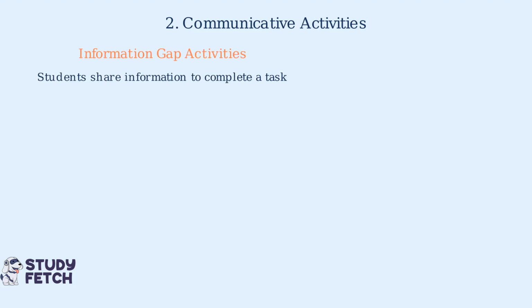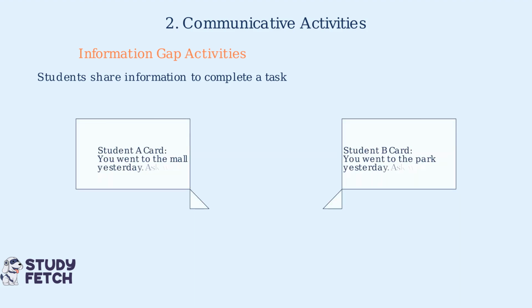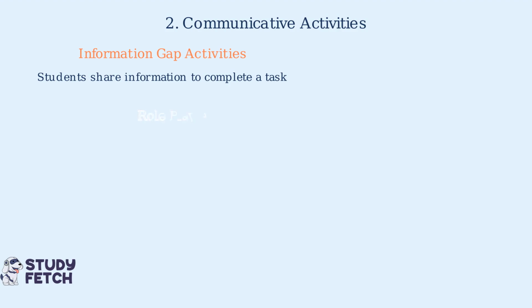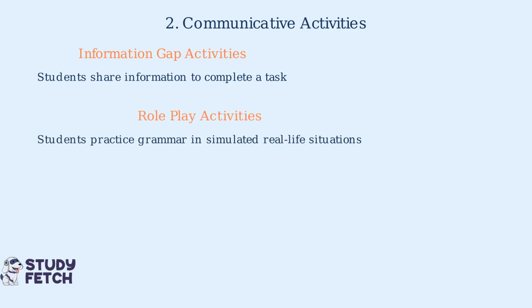A key part of communicative grammar teaching is using activities that require students to use the target grammar for meaningful communication. Information gap activities require students to share information to complete a task, naturally creating the need to use specific grammar structures. Here's an example of an information gap activity for practicing the simple past tense. Students must use the past tense to ask and answer questions about what they did yesterday, filling the information gap between them. Role-play activities give students the opportunity to practice grammar in simulated real-life situations.